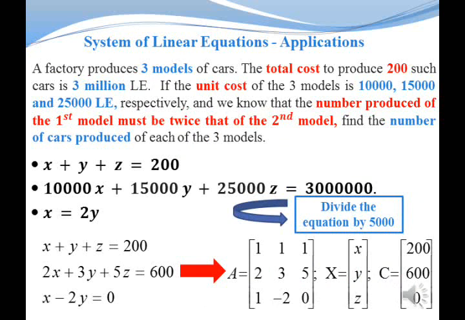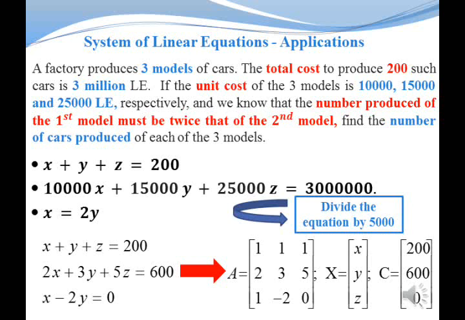Now we'll try to rephrase each statement in the problem and rewrite it as an equation. We have three variables, so we are expecting three equations. The first piece of information says we have the total cost to produce 200 such cars. So how many cars is this factory producing in total? 200.